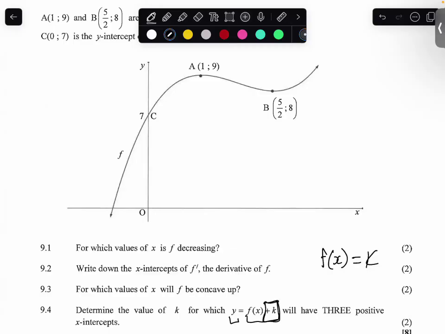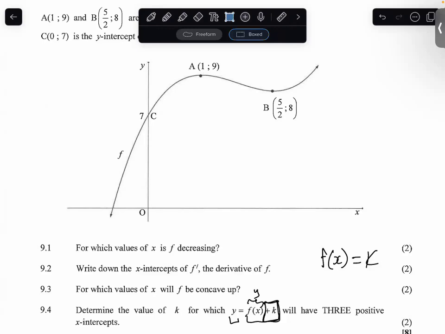this plus k means that the graph is undergoing a vertical translation, where you're adding or subtracting something to the back of the equation, to y. You're adding or subtracting something to y. And so that means that the graph is moving either up or down. Now you need to figure out how it should move so that the graph will have 3 positive x-intercepts. That's what you need to figure out.